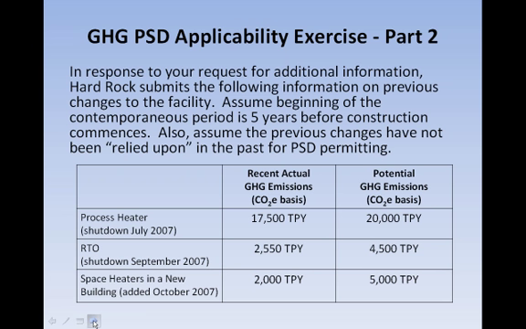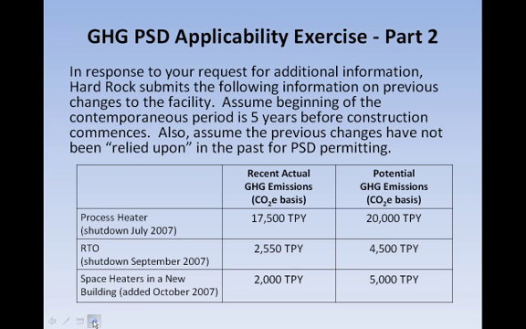A process heater was shut down, and as you see, that was shut down in July 2007. A thermal oxidizer was shut down in September 2007. And then a new building with associated gas-fired space heating equipment was added in October 2007. And as you see, the potential greenhouse gas emissions on a CO2e basis are shown for each of those.